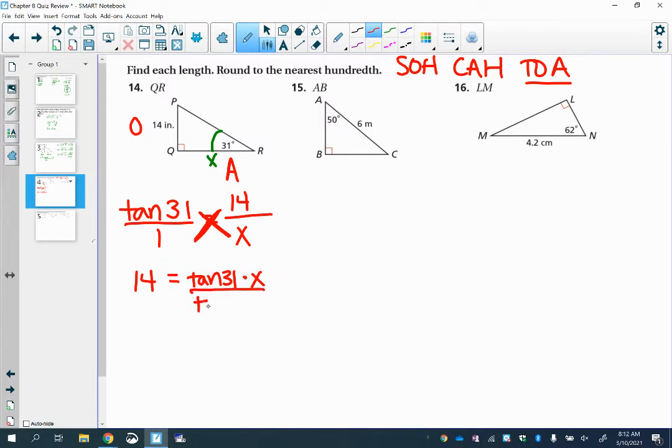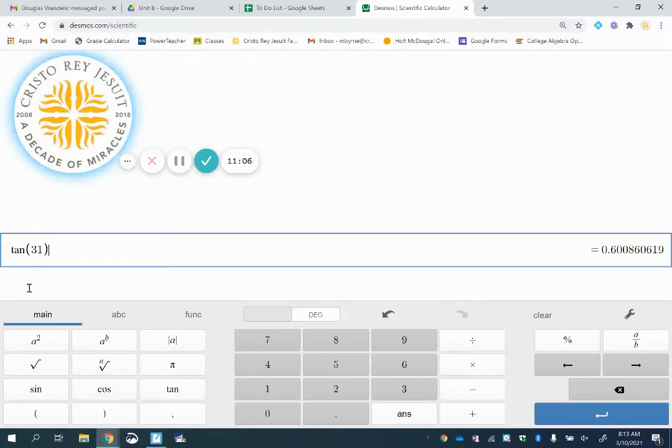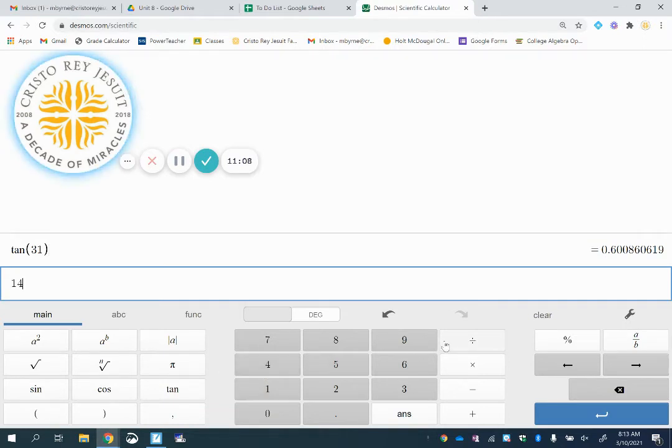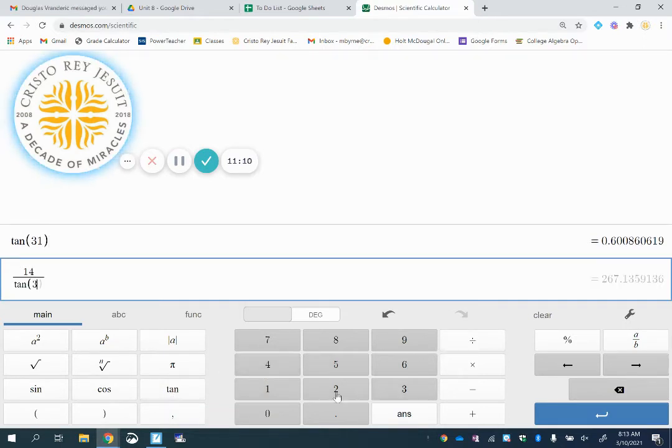Now, how do I get rid of anything when it's multiplied? I divide, so I'm going to divide by tan 31. And if I do it on that side, I have to do it on this side as well, okay? On the right side, tan 31 divided by tan 31 through the magic of algebra is going to cross out, and I'm left with only X. And then here's where I go to my calculator, 14 divided by tan 31. So remember, in this case, 14 is going to come first, divided by tan 31.